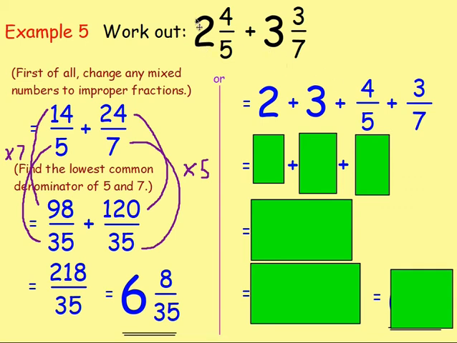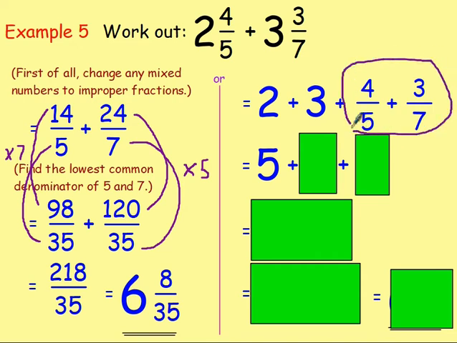So we're just breaking this up. We're taking the whole part, which is a 2, the whole part, which is a 3, and then the fractions, we've got 4/5 and a 3/7. From there, because you've got the 2 and the 3, we know 2 add 3 is 5, so we just rewrite that as 5. And now all we have to do is just add these 2 fractions together. So the 4/5 and the 3/7.